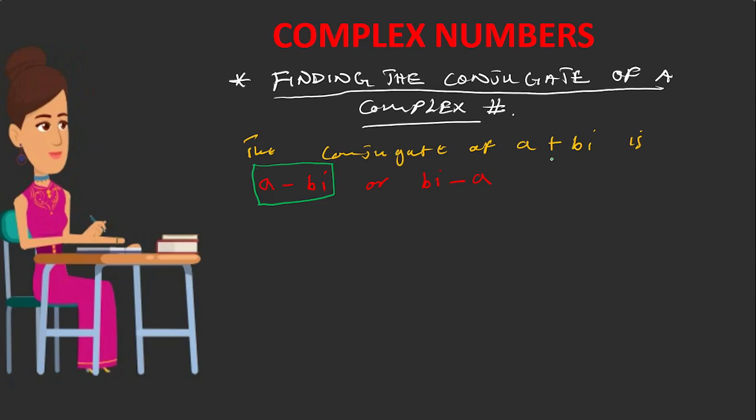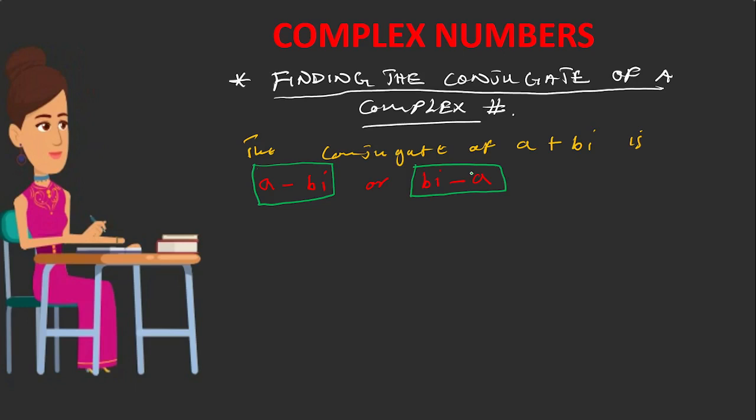So when you talk of a conjugate, you need to understand that for a particular conjugate, you just have to change the sign of one part of the complex number that you have been given. You can either change the imaginary one, or you can change the real one. In the first one, I've only changed the sign for the imaginary part. Then in the second one, I've changed the sign for the real part. Only one of them has to have the opposite sign.